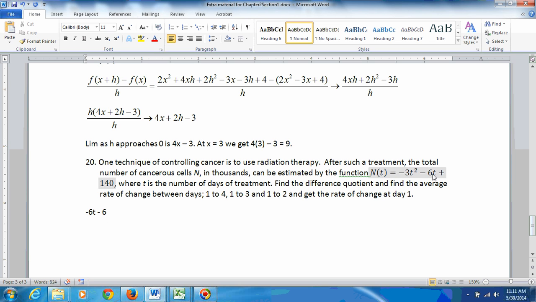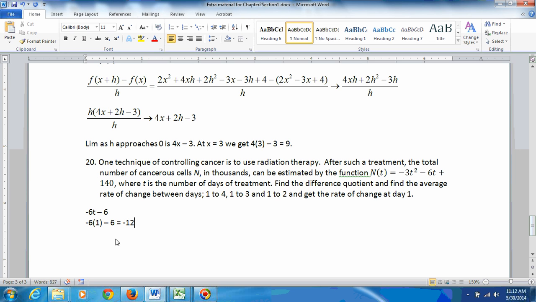Minus 6, that coefficient right there. Then it says, what's the change at day 1? Well, you just put 1 into t. So it'd be negative 6 times 1 minus 6. And I get that that's 0. And I tell you, I'm sorry, that's minus 12.